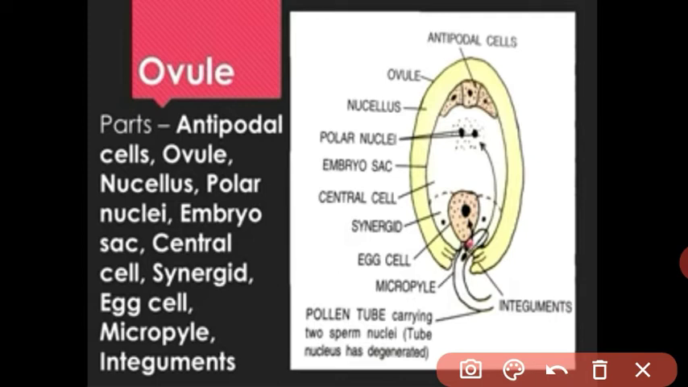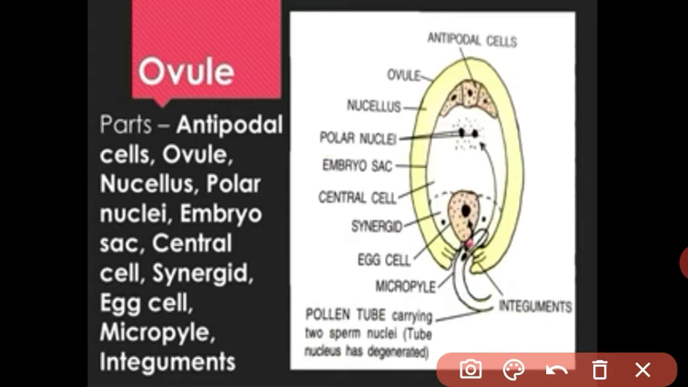Got it? The outer covering is called the integument. The small opening in the integument is called the micropyle. This is the embryo sac, which contains the 8 nuclei. Above are the 3 nuclei called antipodal cells. In the center, the 2 nuclei are called the polar nuclei, and below are 3 nuclei, one the egg cell and two the synergids.